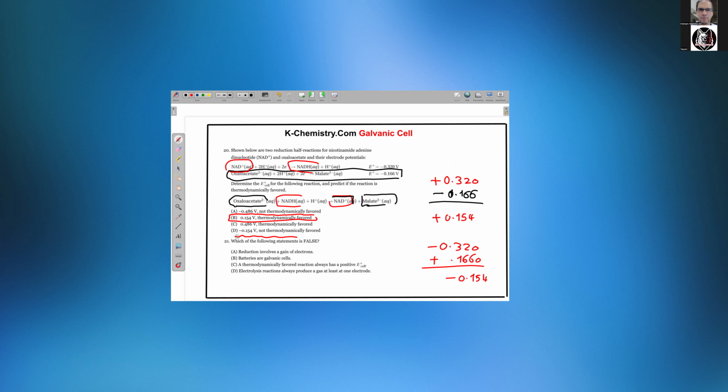Okay, next one. So the answer is B. Okay, which of the following statements is false? Reduction involves gain of electrons. Batteries are galvanic cells. A thermodynamically favored reaction always has a positive E node cell.